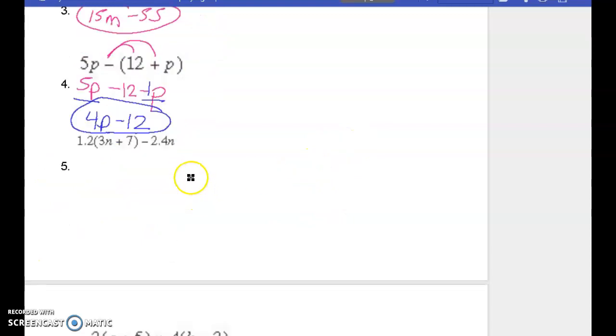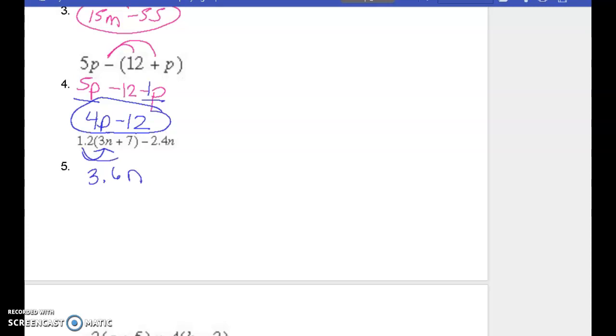Alright, next up. Now this one you might be like, Miss Huey, this is a decimal. How do we do this? Well, we do it the same way. We just might need to use a calculator. So this is 1.2 times 3n. If I put 1.2 times 3 in my calculator, I'm going to get 3.6. So this is going to be 3.6n.